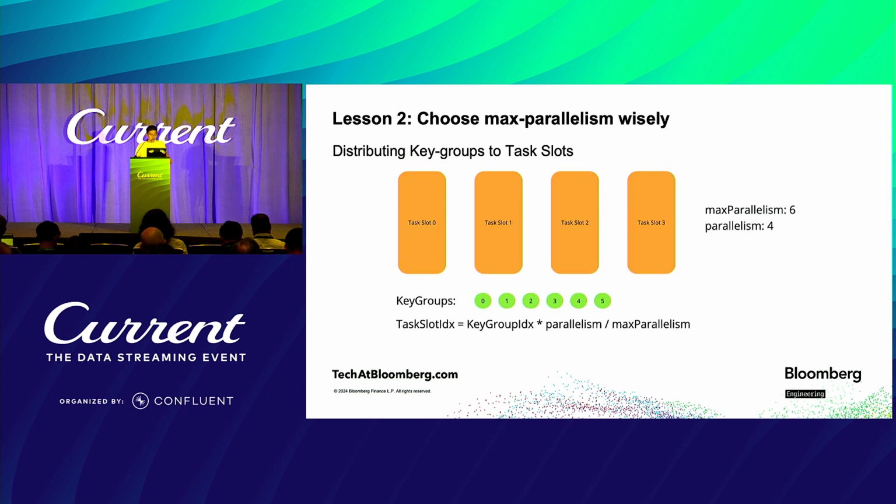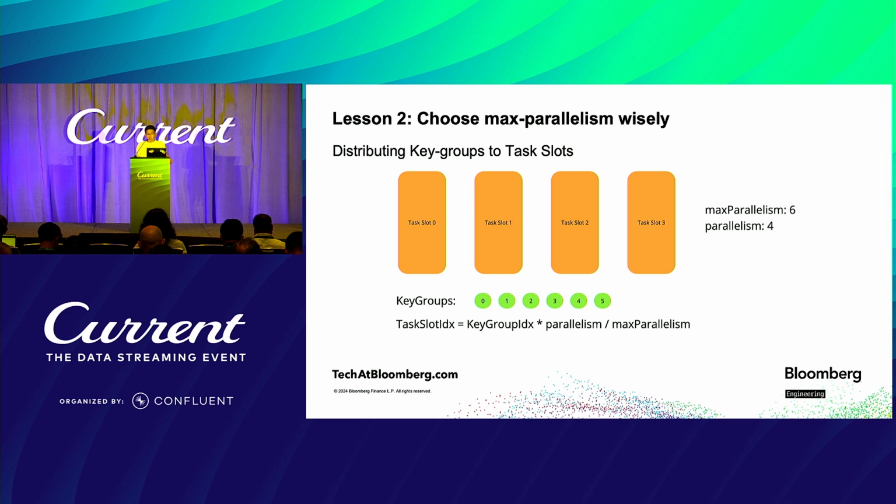So now the question is, how will key groups actually affect the execution of our application? Let's take a look at this simple example. Let's assume we have an operator that's configured to have a max parallelism of 6, and a parallelism of 4. From the previous slides, we know that max parallelism determines the number of key groups that we will have. So in this case, we will have 6 key groups that need to be assigned to the task slots, with indexes 0 to 5.